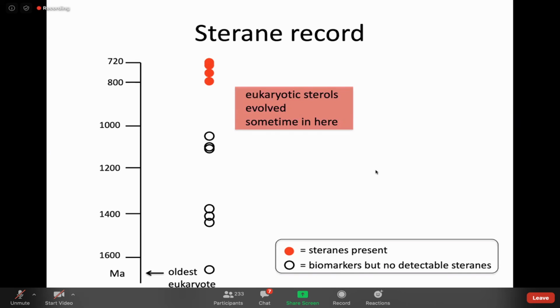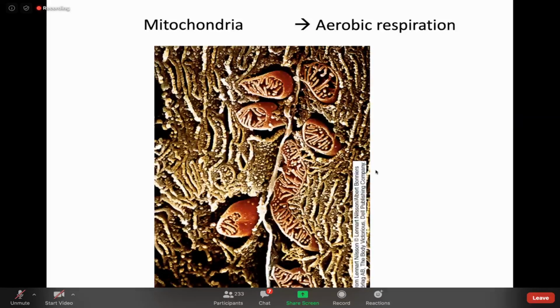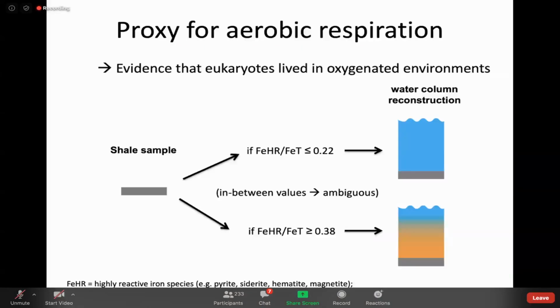Okay, finally, mitochondria. Well, I think it's easy to argue that a proxy for the presence of mitochondria is evidence for aerobic respiration. I'm not arguing the converse, that if you don't see evidence of aerobic respiration, it means mitochondria hadn't been acquired. But I do think if you see evidence for eukaryotes as aerobic, it suggests mitochondria are around. So what's the best proxy for aerobic respiration? Well, it's evidence that eukaryotes lived in oxygenated environments.